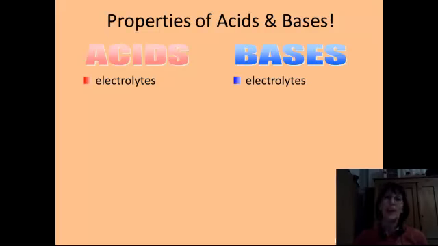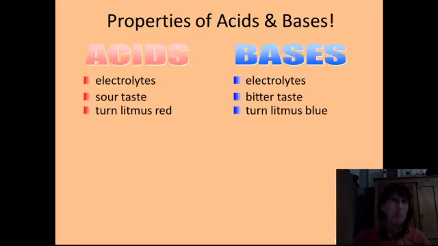All right. So both acids and bases are electrolytes. We'll talk about electrolytes in just a minute. Acids have a sour taste to them. Bases have a really bitter taste. Acids turn litmus paper red. Bases turn litmus paper blue.